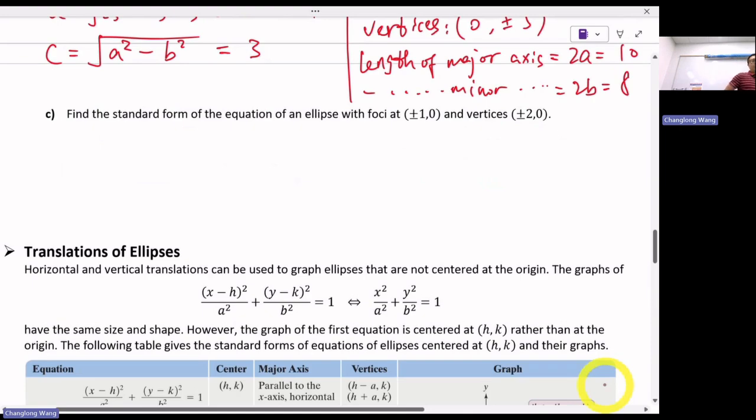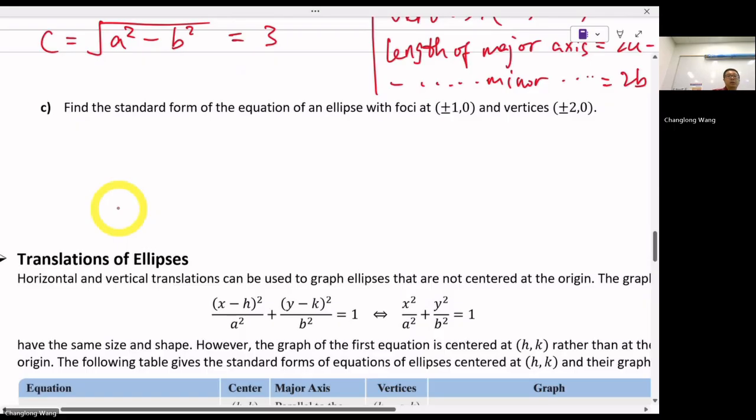Find the standard form of the equation of an ellipse with foci at plus or minus 1 comma 0, vertices plus or minus 2 comma 0. So the first thing you have to tell me is, does that look like a horizontal or a vertical ellipse, given the foci and vertices? What do you say? Plus or minus 1 comma 0 are the foci, plus or minus 2 comma 0 are the vertices. Should that be a vertical or a horizontal ellipse?